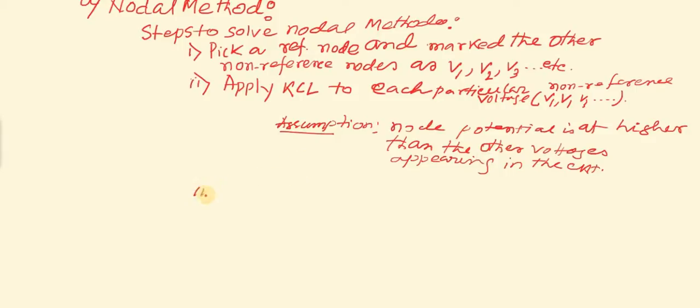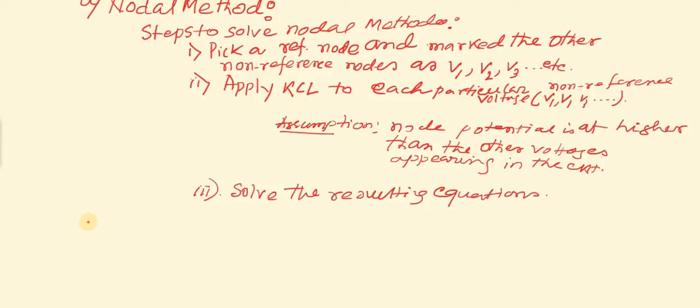Now, next, the third step. Solve the resulting equations you have in step 2. So these 3 steps you need to follow to find the node voltages for a particular network or circuit. Now we are going to explain one example of how to solve for the node voltages applying these steps.